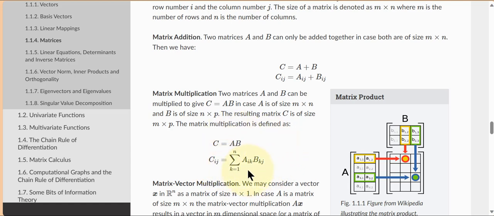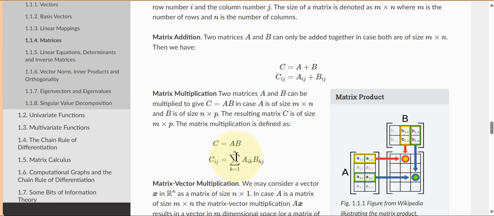And what does that mean? We're going to take something from A and something from B, and we're going to multiply those. Those are two elements, one from A and one from B. And then we're going to get another element from A and B and multiply those, and we're going to keep doing that, and we're going to sum up the results.